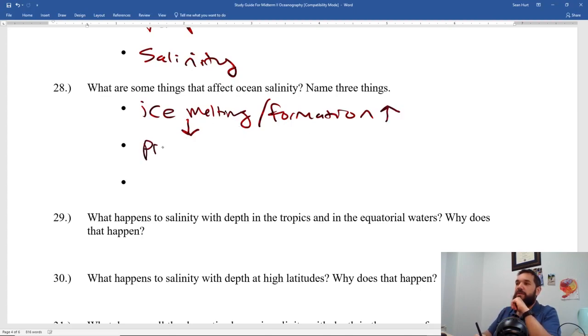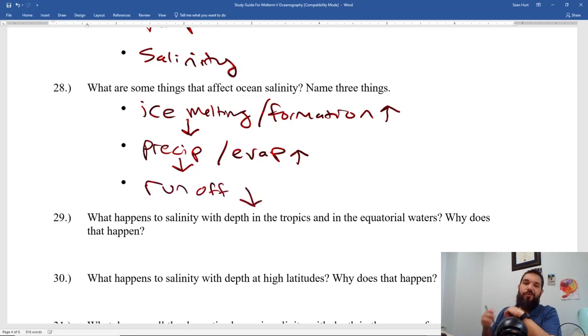Then you have precipitation and evaporation. Okay, precipitation again is going to dilute the salty water, so that's going to decrease it. Evaporation is going to increase the saltiness. The third thing is runoff from rivers, and runoff is always going to dilute the salt water, because remember that runoff from rivers is always going to be relatively fresh water.